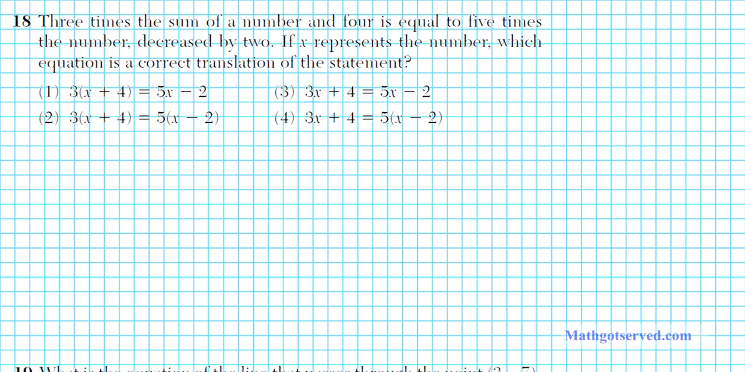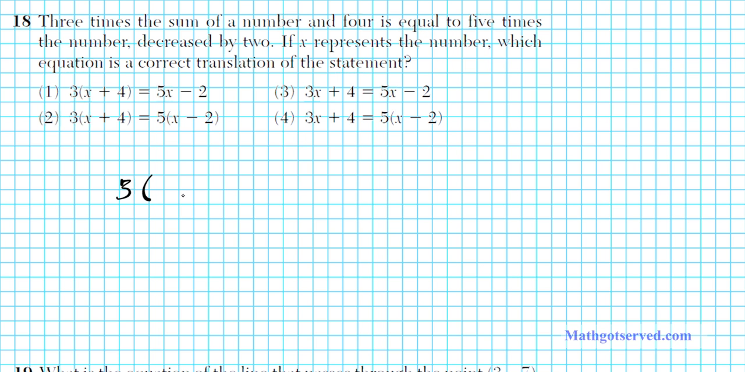All right, let's take a look at question 18. It says: 3 times the sum of a number and 4 is equal to 5 times the number decreased by 2. If x represents the number, which equation is a correct translation of the statement? Let's look at the first part of the statement. It says 3 times the sum of a number and 4. So what are you tripling? You're tripling a sum, right?